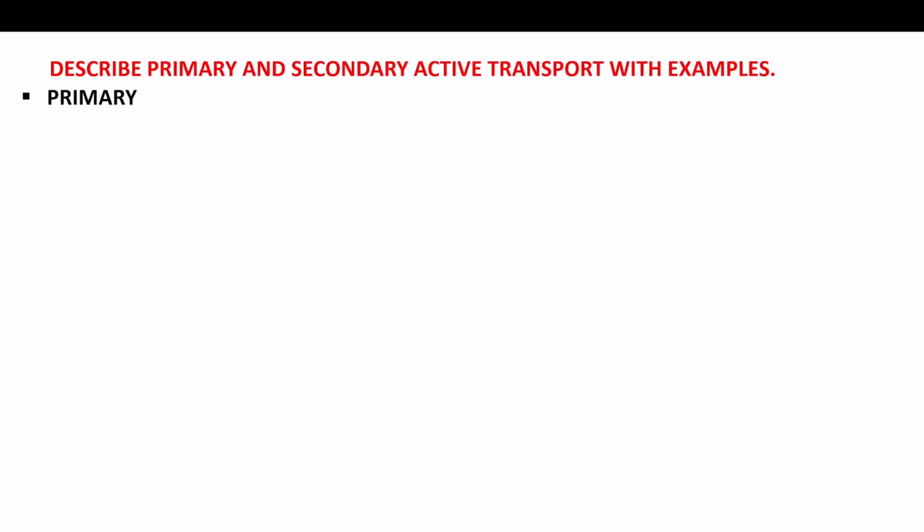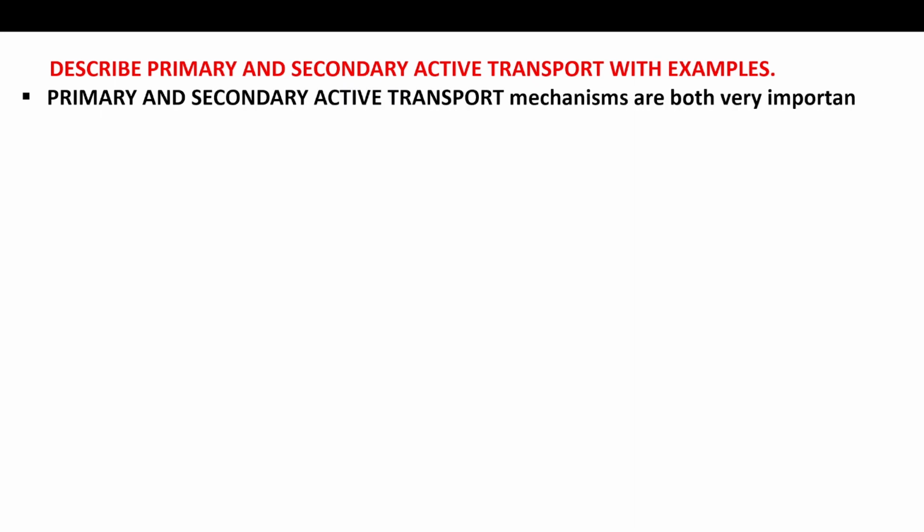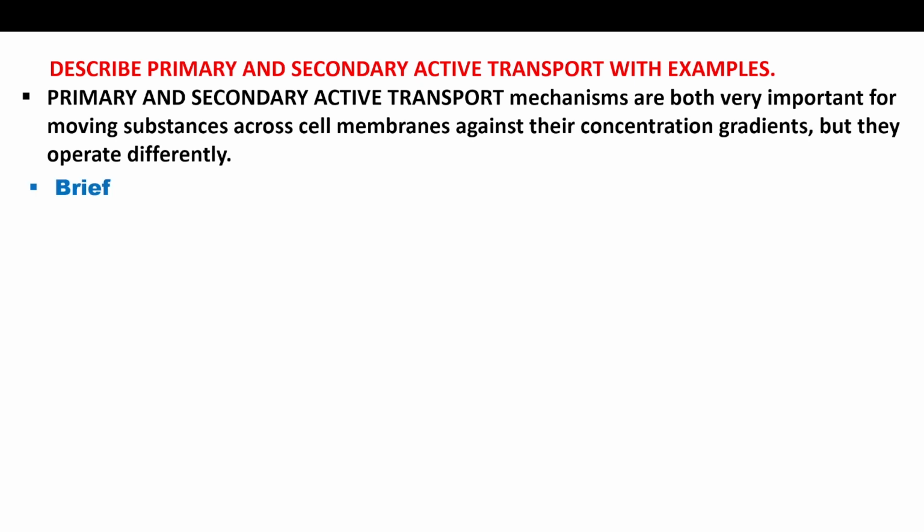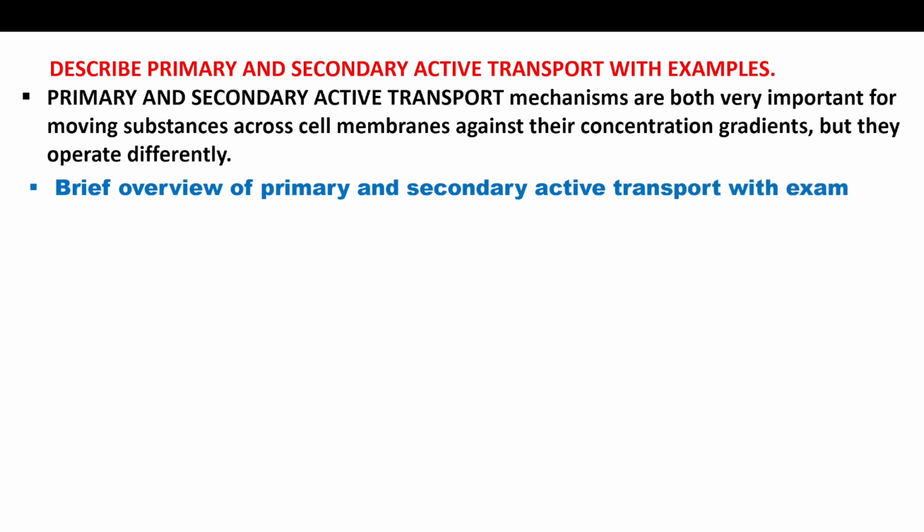Describe primary and secondary active transport with examples. Primary and secondary active transport mechanisms are both very important for moving substances across cell membranes against their concentration gradients, but they operate differently. Brief overview of primary and secondary active transport with examples.